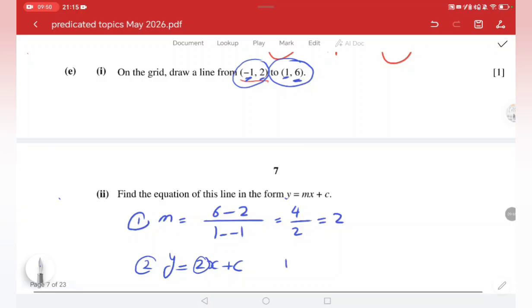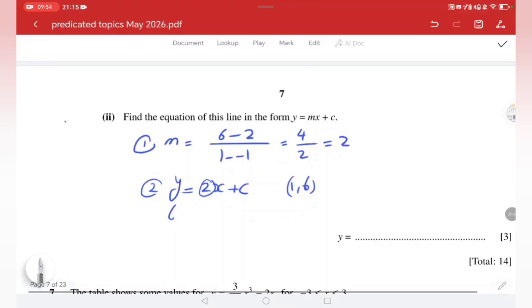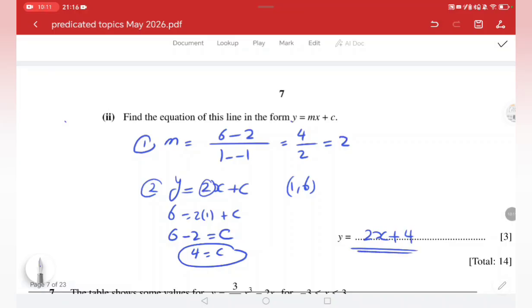Let's use, say, (1, 6). So 6 equals 2 times 1 plus c. So 6 minus 2 is c. So c equals 4. So the equation is y equals 2x plus 4. Okay, so done with this question.